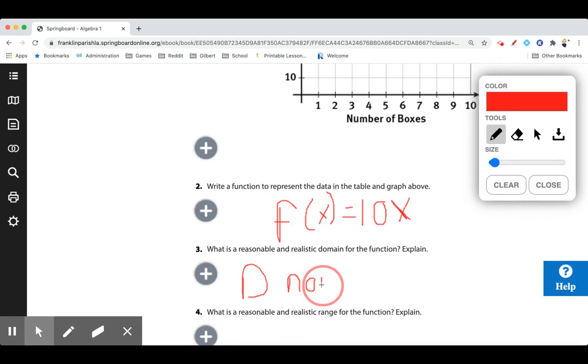Our domain is non-negative integers. It's easier to type this than using this writing tool. Non-negative integers. So 0, 1, 2, 3, 4, 5, 6, 7, 8. Basically the positive numbers. We could have said that.